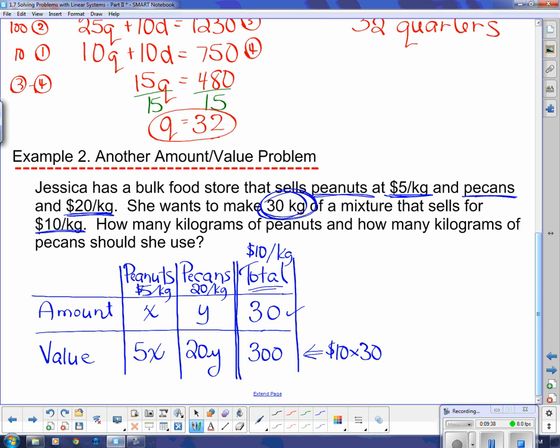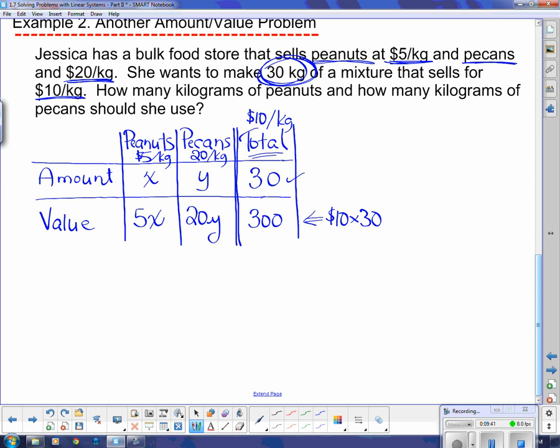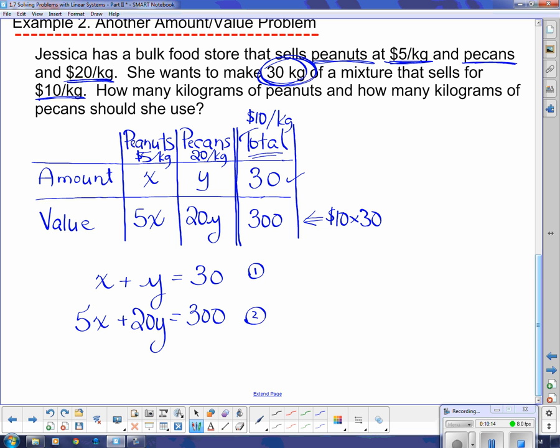And so now I need to set up my two equations and solve. And again, we can pick the two equations right out of there, because the one equation only gets that 30 kilogram total from peanuts and pecans. There's nothing else in there. So if I add the pecans and the peanuts, I end up with 30 kilograms total. And of course, the total value comes from the $5 for the peanuts plus the $20 for the pecans has to equal the $300 that the mixture is worth. And there's my equation one and my equation two.